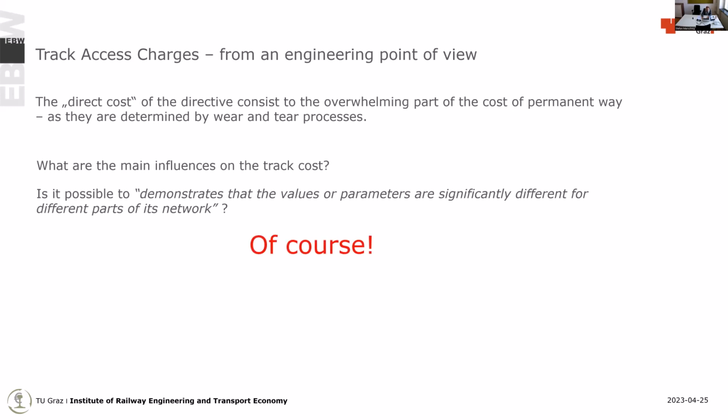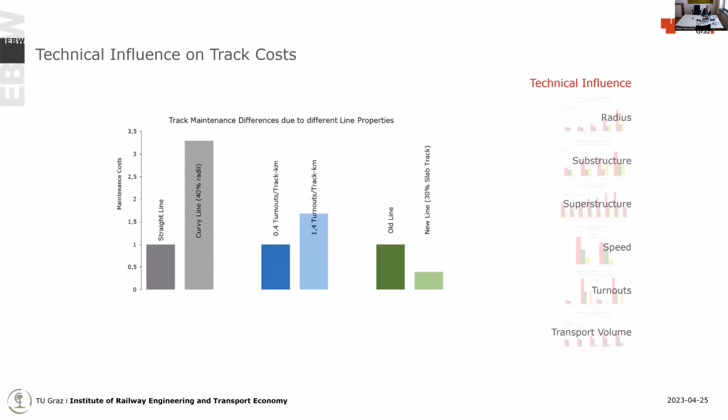Yes, of course. When we look into track costs, we have different costs for different radii. We have different costs due to different substructures, to different superstructures we use. We have speed level at very high technical influence. We have turnouts in our networks that are very costly. And of course, we have the transport volume.